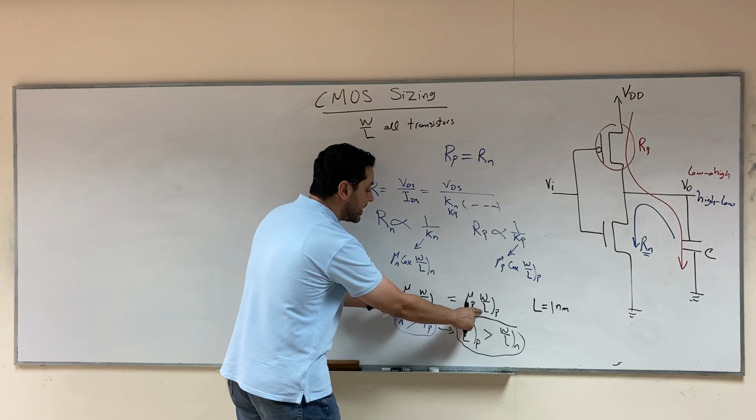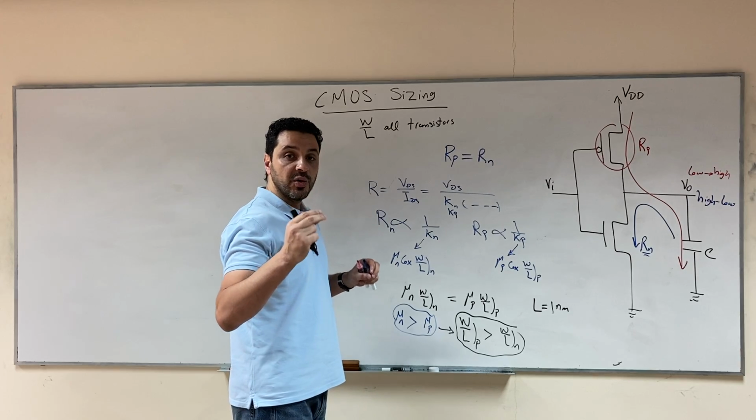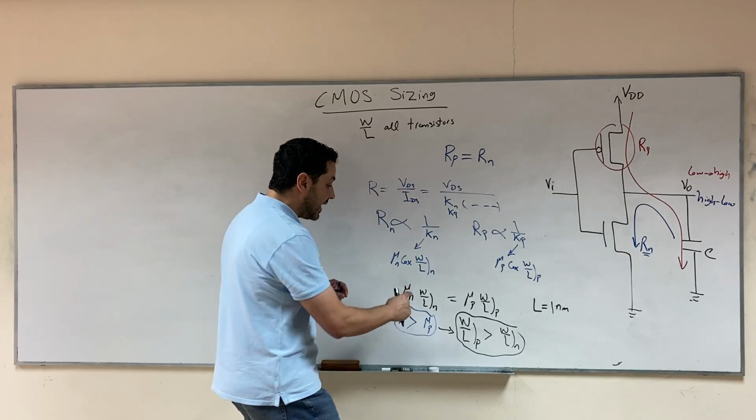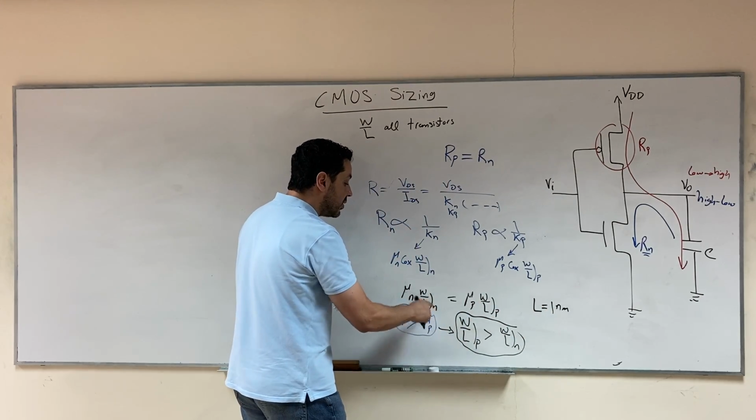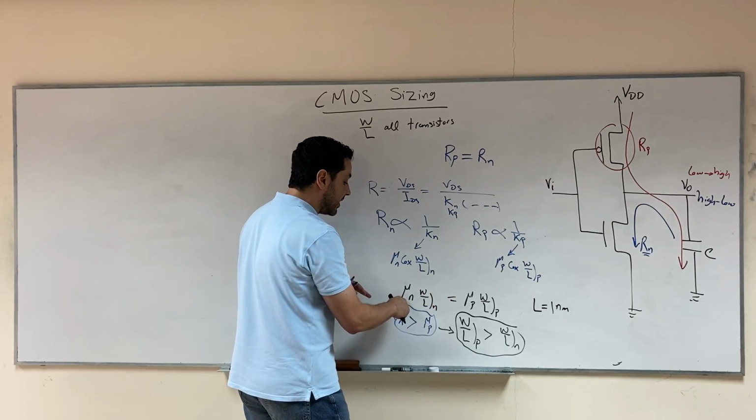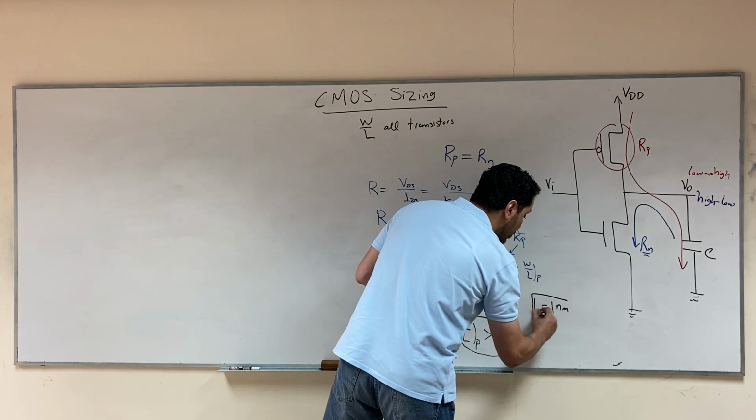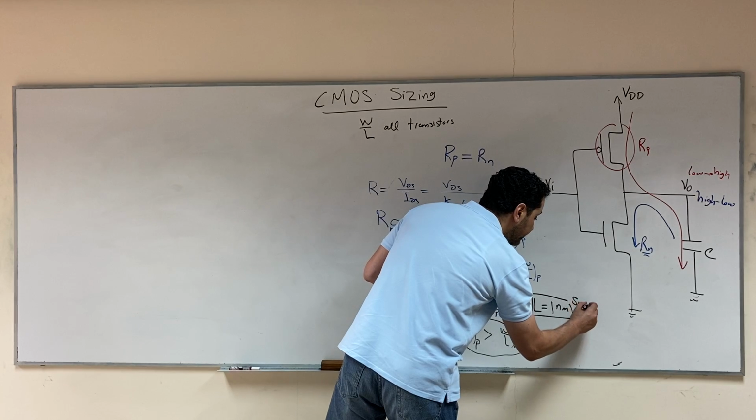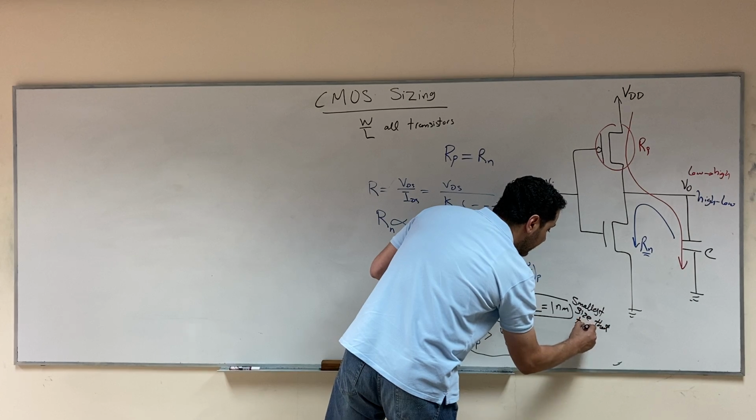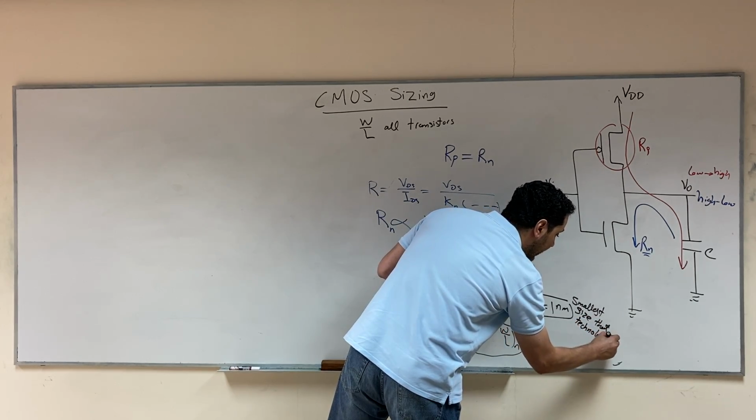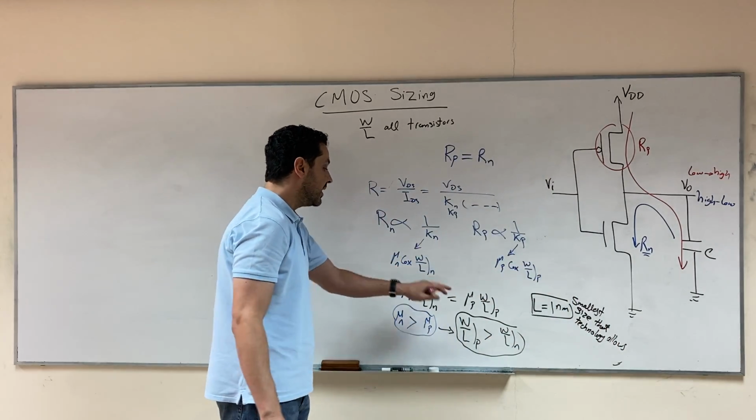So L will be the same in both cases, which is the smallest size that your technology allows. And then you design W so that W over L n multiplied by mu n equals W over L p multiplied by mu p. So usually L is chosen to be the smallest size that the technology allows, and then W comes in the design; you choose W based on this equation.